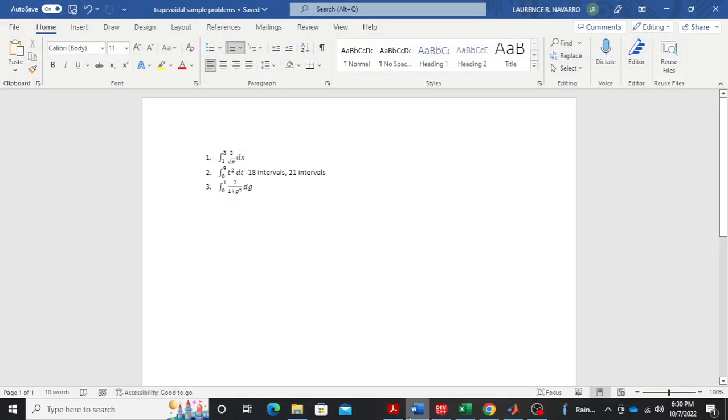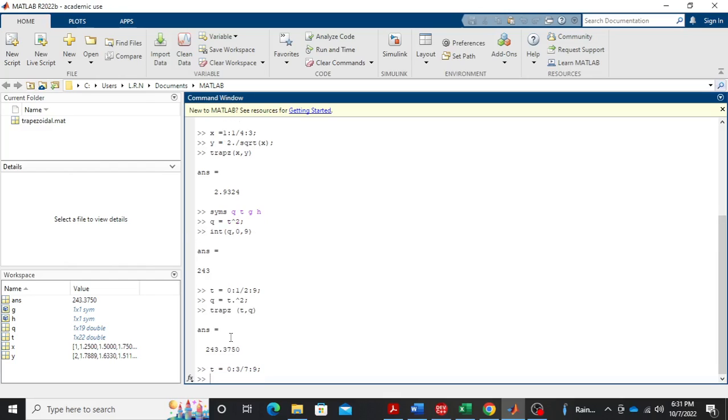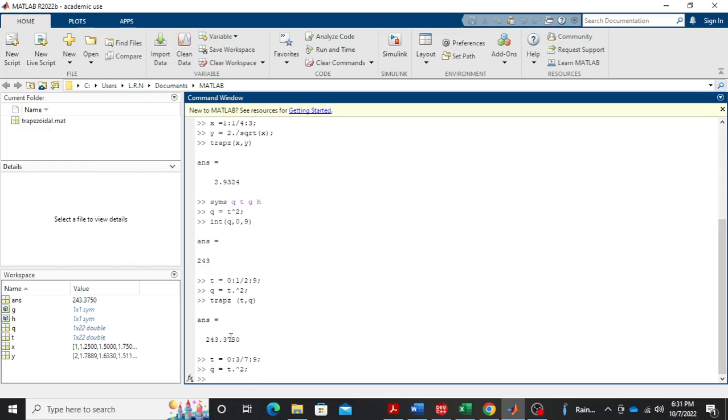Next, we will try to implement the trapezoidal method in MATLAB with 21 intervals. The formula for the width of the interval will give us an interval of 0 to 3 over 7. So Q, P dot squared. So the trapezoidal method with 21 intervals.